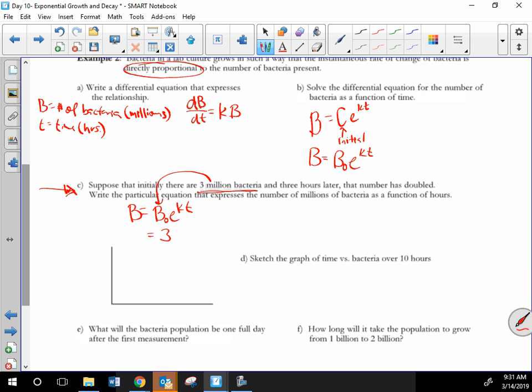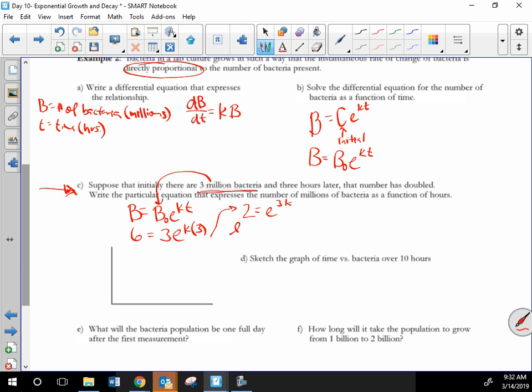Okay. Initially there's 3 million, and 3 hours later, so that's my time, the number has doubled. So my initial was 3 million. If it's doubled, how much bacteria do I have? 6 million. So it's 6. Okay. So let's go ahead and solve for our k. Divide both sides by 3, I get 2 equals e to the 3k.